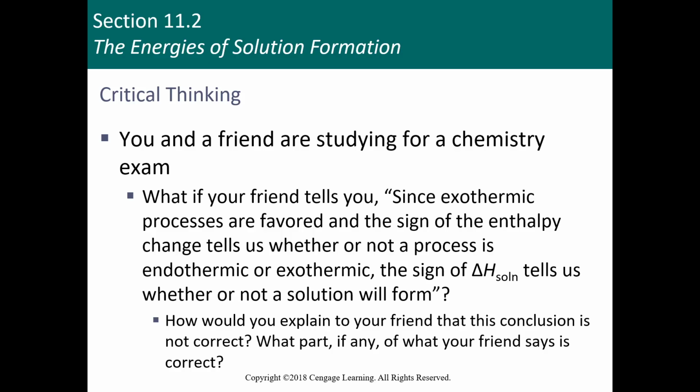Okay, so again, exothermic processes, these are favored, yes. The sign of the enthalpy does determine whether it's endothermic or exothermic. So many of the components of this conclusion sound reasonable, right? The problem with this conclusion overall is it doesn't take into account any of those limiting factors that we talked about, does it? So what happens if you have very, very large delta H1 and delta H2?